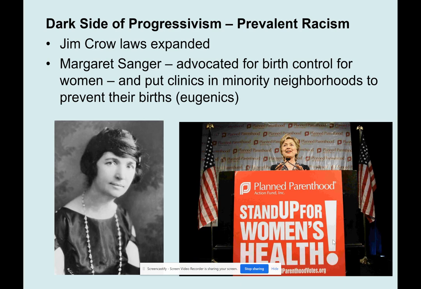And Margaret Sanger is probably the most poignant example of this. So this is Margaret Sanger down here. Margaret Sanger advocated for birth control for women. Okay, so this is back when it was actually illegal for women to talk to their doctors about getting birth control, because the view was, why do you need birth control? It's because you want to be promiscuous, right? So it's a moral issue.